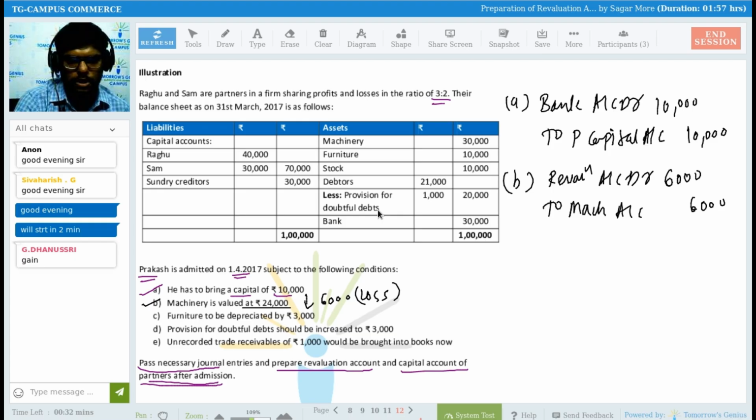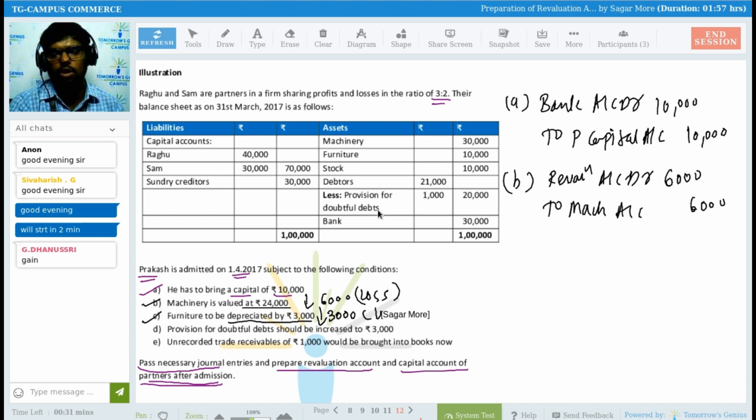We're done with B. Now C part, sir. Furniture to be depreciated by 3,000. So what does it mean? Its value is depreciated, means value gets reduced, no? So if furniture value gets reduced by 3,000, is it a gain for you or loss for you? Loss. How much value got reduced? 3,000, it's already given. So value got reduced by 3,000. It's a loss for you.